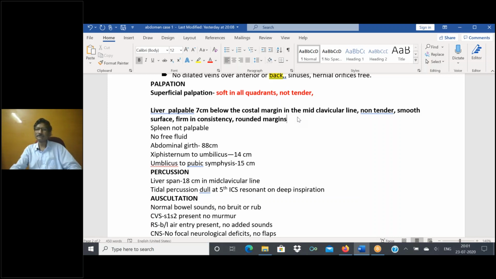Moves with respiration. See, any liver will move with respiration. Remember that. Even if it is a hard liver, it will move. A liver which is not moving with respiration, I don't think it's possible. If the diaphragm is functioning, the liver will always move. Liver will never get fixed.